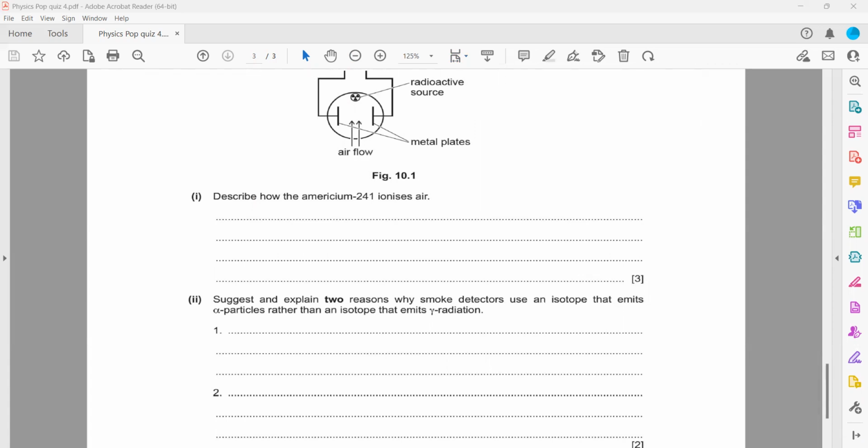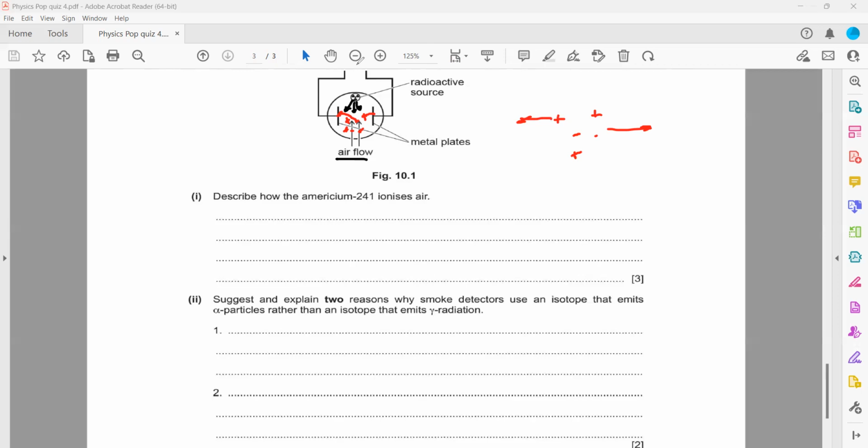How will it work? In the working of a smoke detector, if there is no fire, the alpha particles emitted from the americium will cause ionization, producing charges. These positive and negative charges move toward their respective electrodes and the circuit will work.